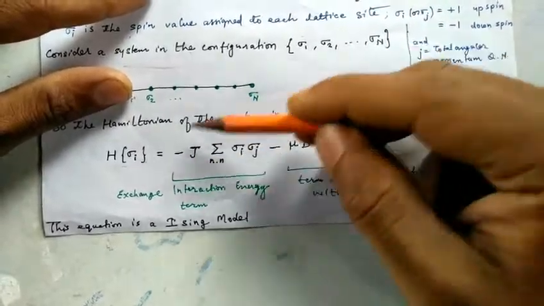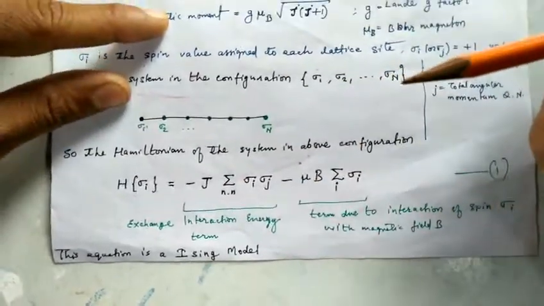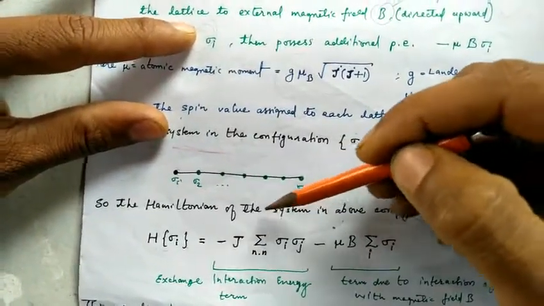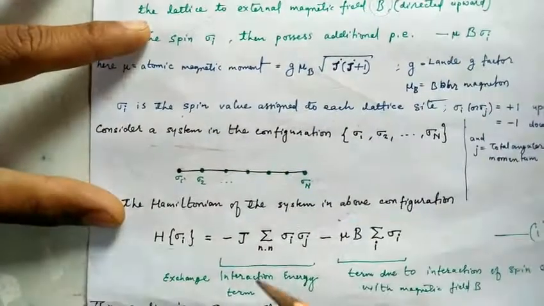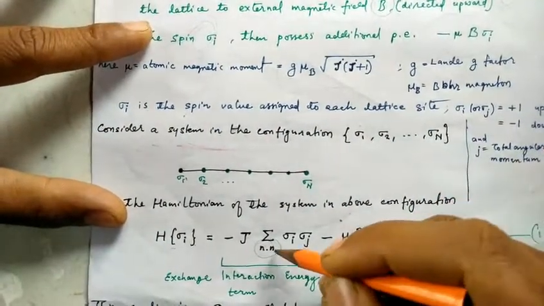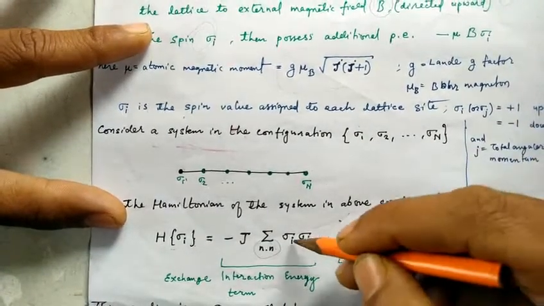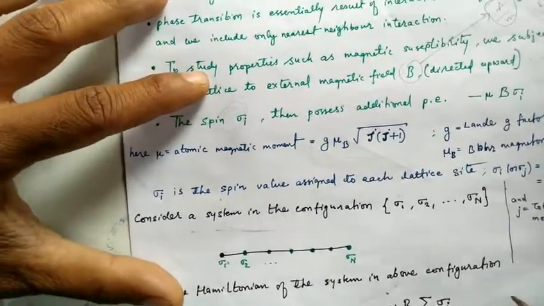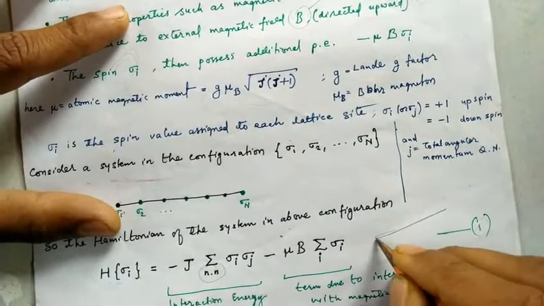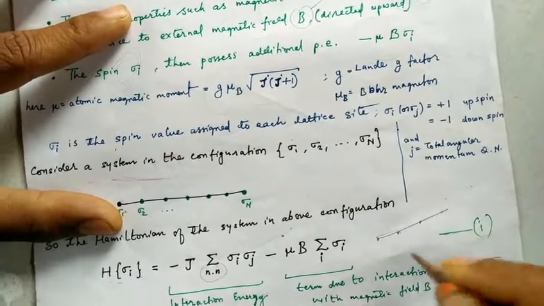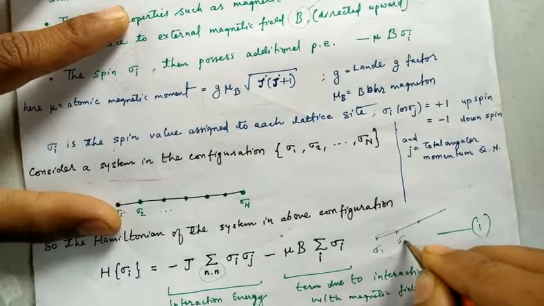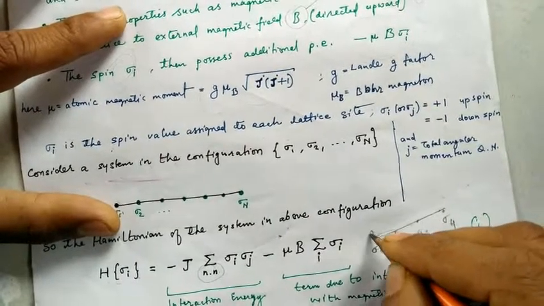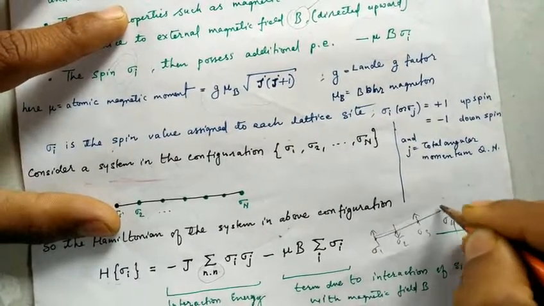This term basically comes from the interaction between two nearest neighbor sites. Here we only take the nearest neighbor interaction. You can see that I have written nn, which means nearest neighbor. So sigma i and sigma j are the spins of nearest neighbors. Let me explain in more detail. Let's consider here: this is sigma 1, this is sigma 2, this is sigma 3, this is sigma 4. Let's consider only 4 spins. Here the spin is up, here the spin is down, here the spin is up, and here the spin is up.